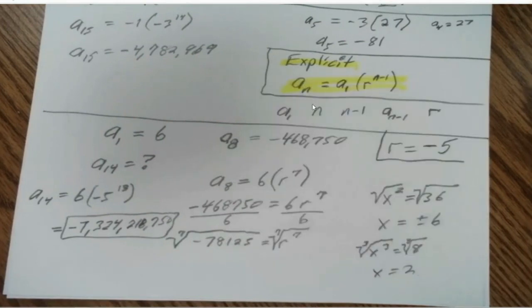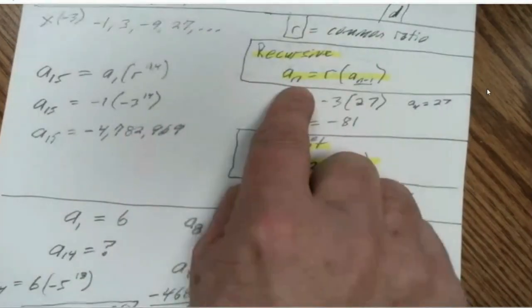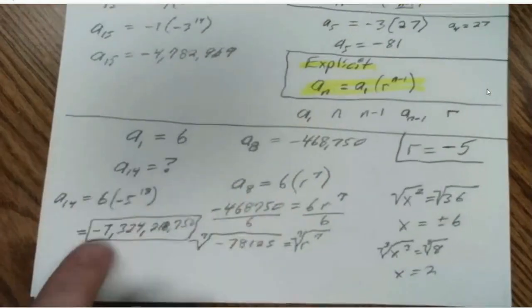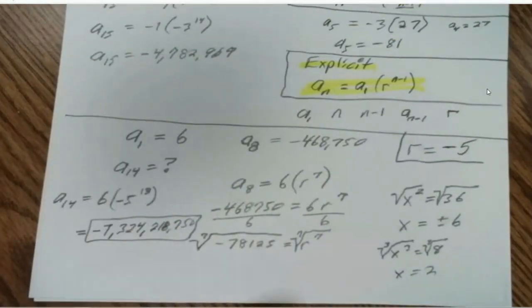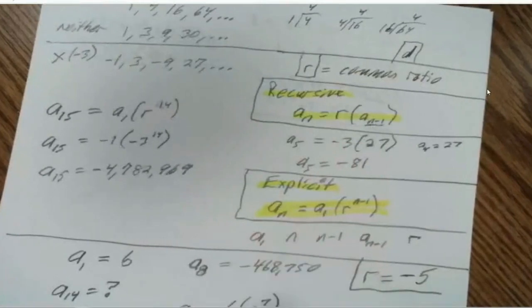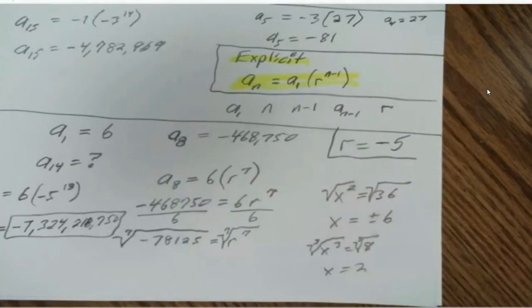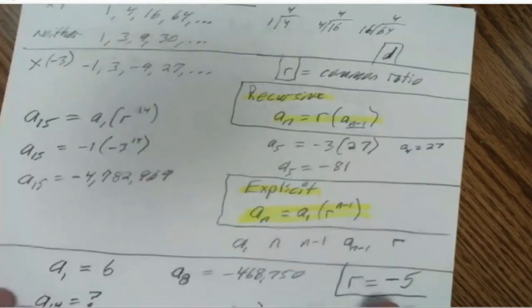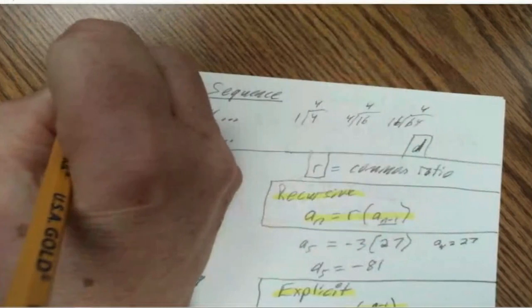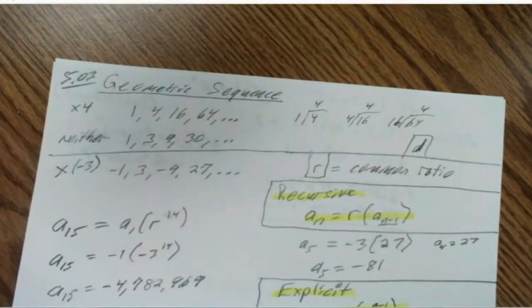So these formulas are very useful, because if we use the other formula, we'd have been calculating times negative 5 times negative 5 as the numbers are getting bigger and bigger, like having the explicit one to jump straight to it. You just have to make sure you know how to get to R. So, all right. That's basically lesson 5.03, geometric sequences.